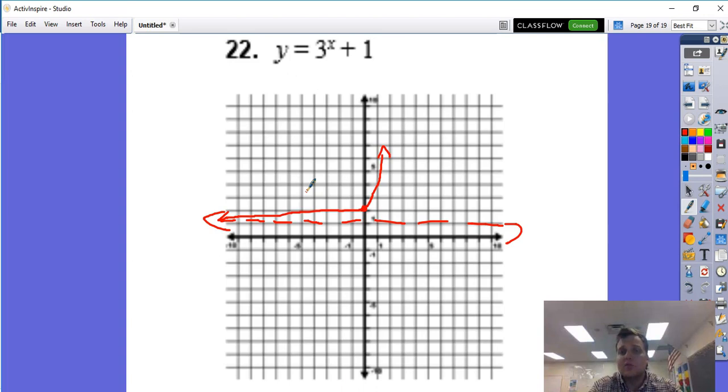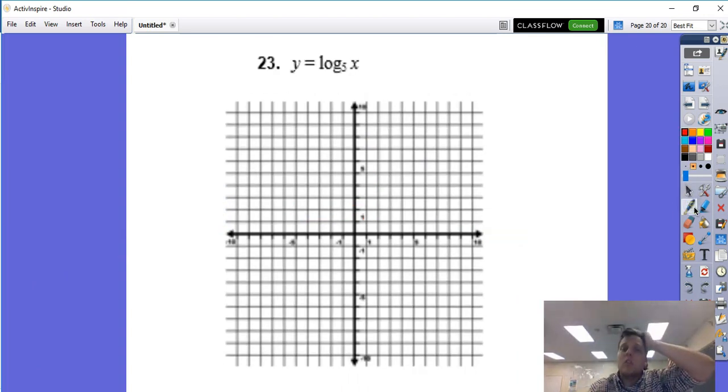They are sketches, rough sketches even, just to make sure you have the idea of what's going on. Okay? Let's move on to problem 23. Problem 23 says y equals log base 5 of x. Okay, so this is a log problem.